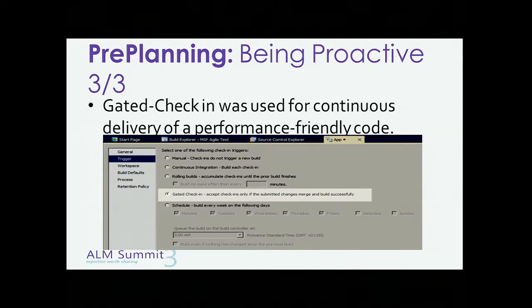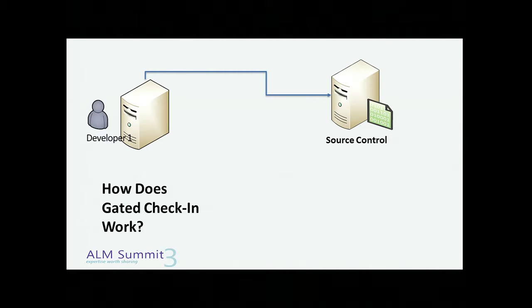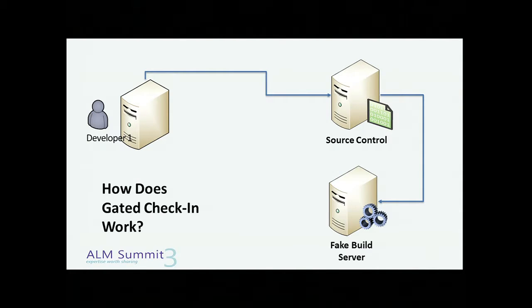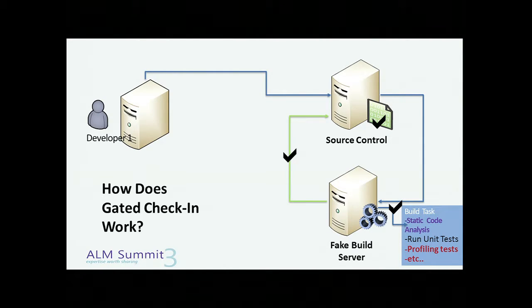Gated check-in was the good answer for that, which was first introduced in Visual Studio 2010. And for people who are not acquainted very much with gated check-in, let us see how it works. When a developer tries to check in his code to the source control TFS repository, the source control tries to send this code to something like a fake build server, and this build server applies whatever build tasks over this code, including the static code analysis, and in our case, the unit tests and the profiling tests. So if the code passes these tests, the build server accepts the source control check-in of the code, otherwise it will refuse it.